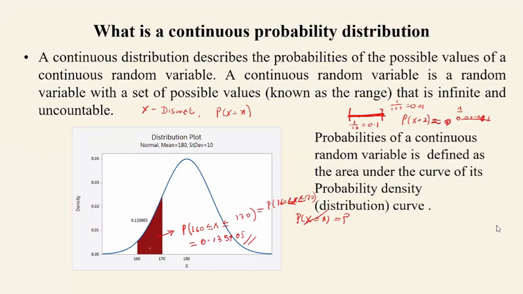Right? So in this area, usually in the first semester, you learned that integration is used to calculate the area under the probability curve, right? Integration can be used to calculate the area under the probability. But here we will not use integration. We are going to use the statistical tables to calculate the probabilities for a continuous probability distribution, right?